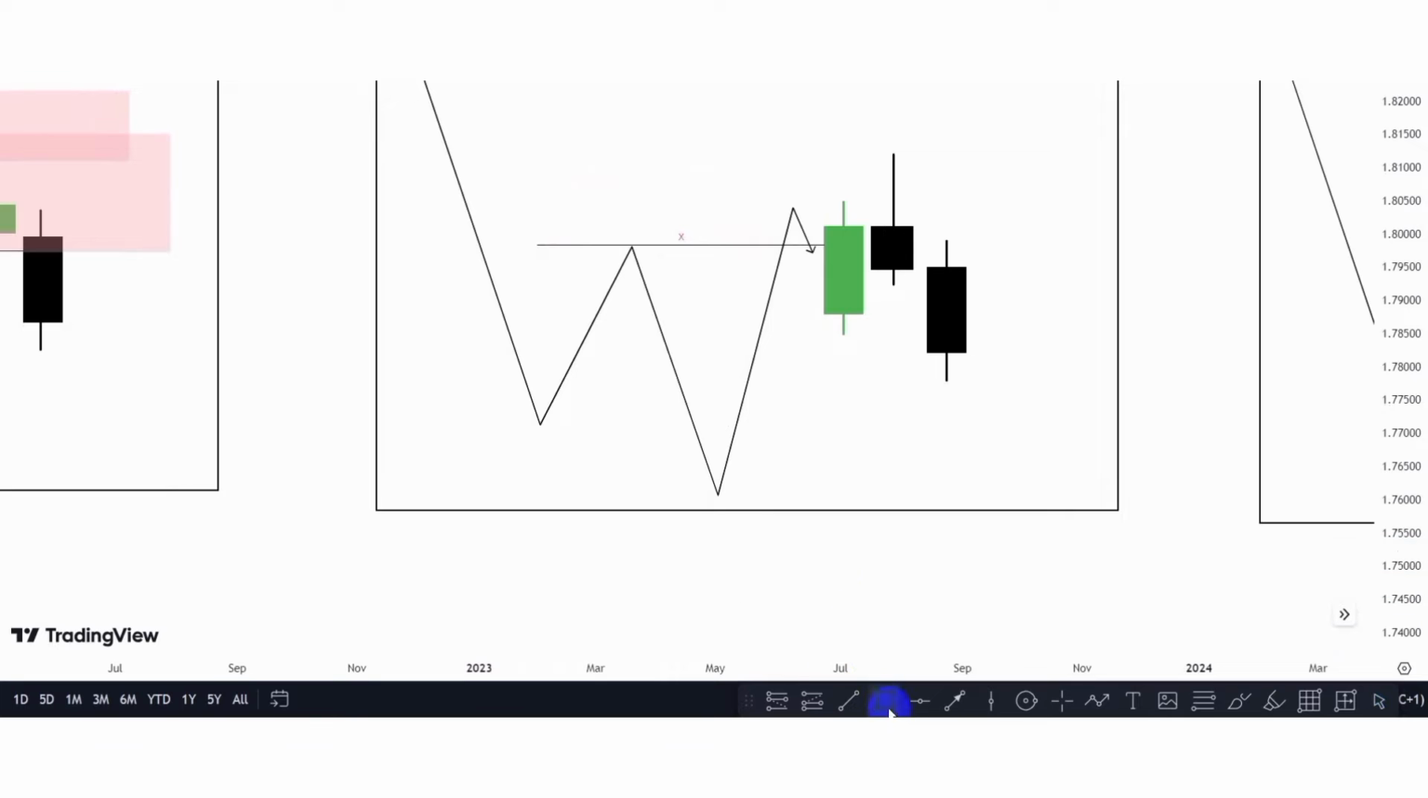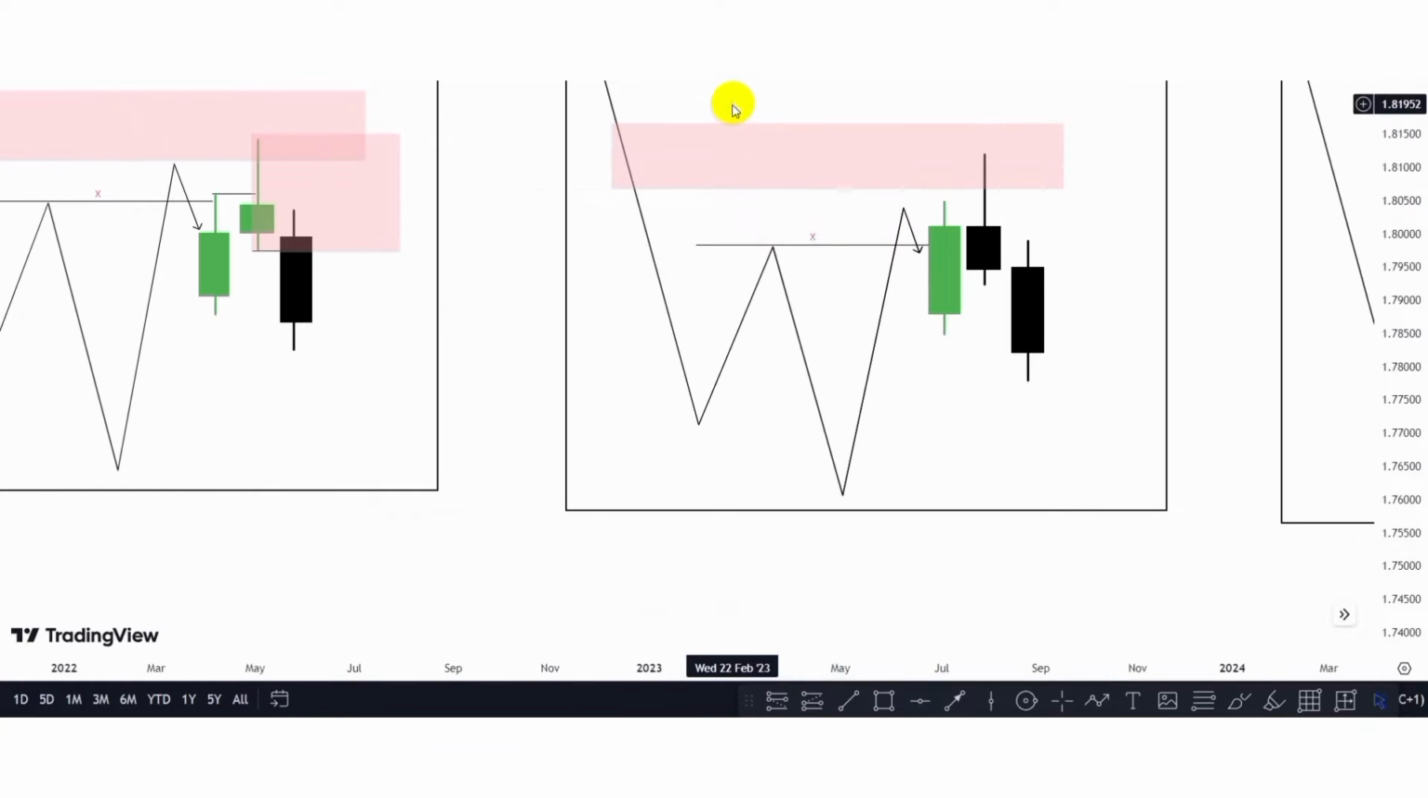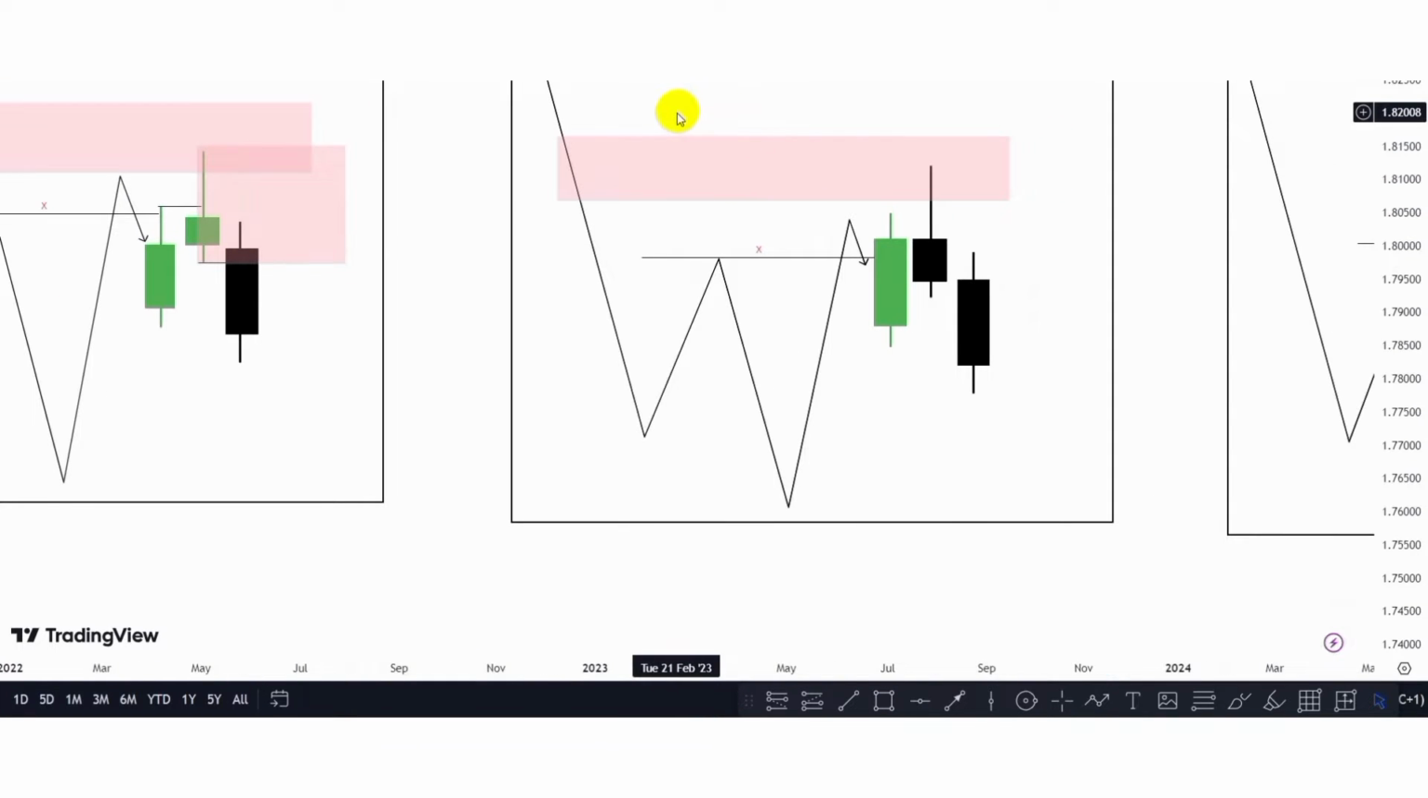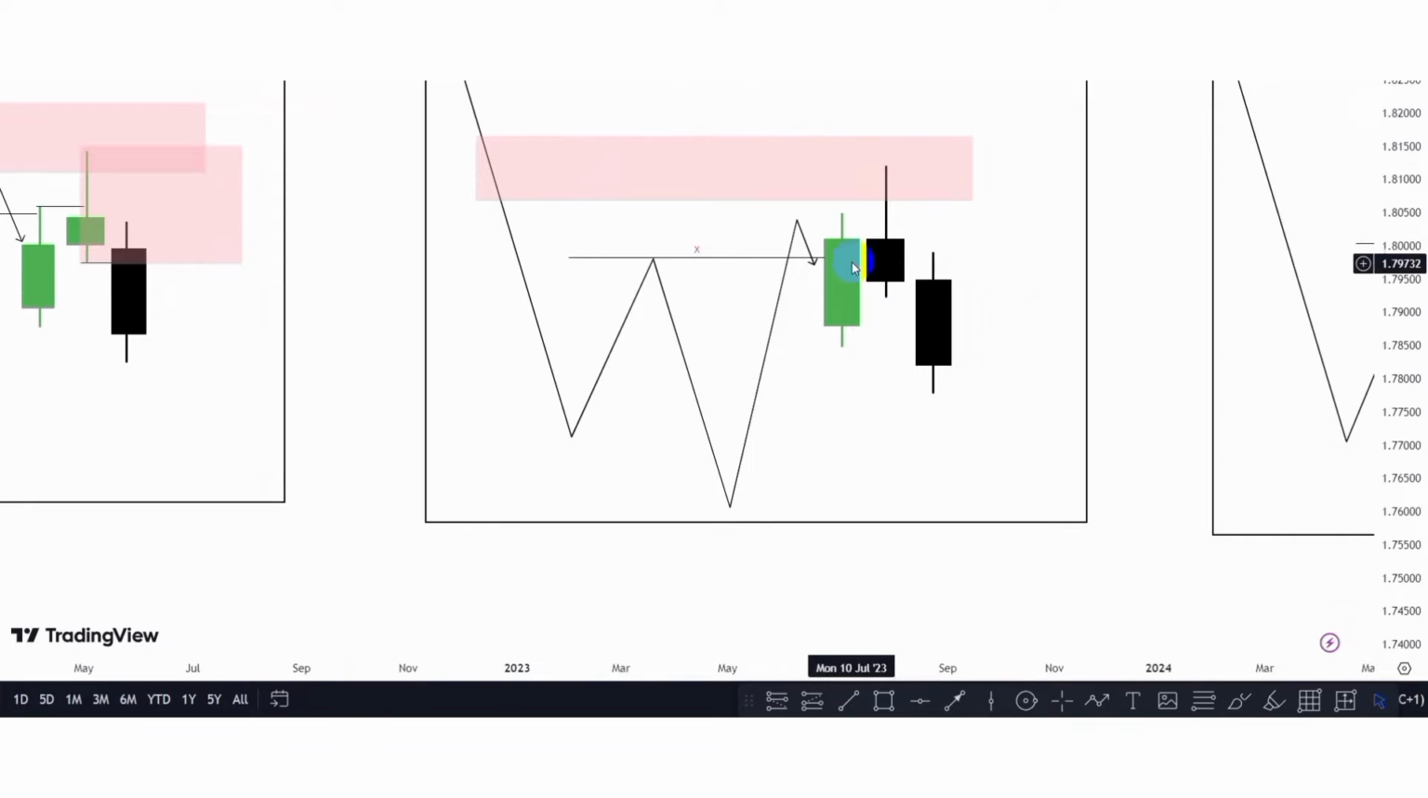But then we have our point of interest actually above here. So that really is not a valid change in market character, because now you can also see that this candle body actually closed above the inducement.